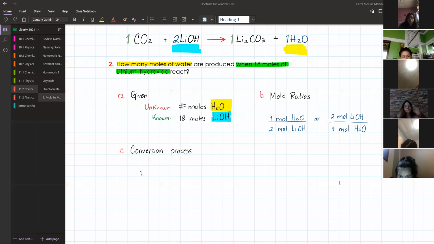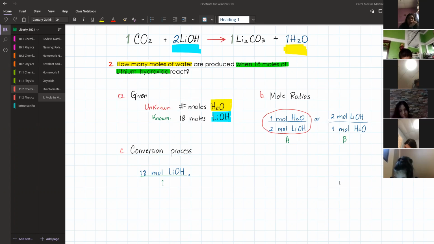So you're going to start with the 18 moles of LiOH. And you're going to multiply times our conversion factor. Remember that you have an invisible 1 over there. So what conversion factor are you going to use? A or B? A. I need to cancel the LiOH to get water. So I need to use B. B. I mean A, sorry. LiOH should be in the bottom, okay?